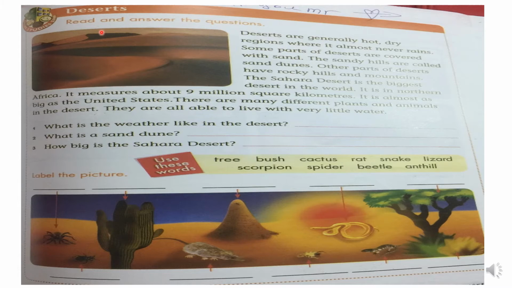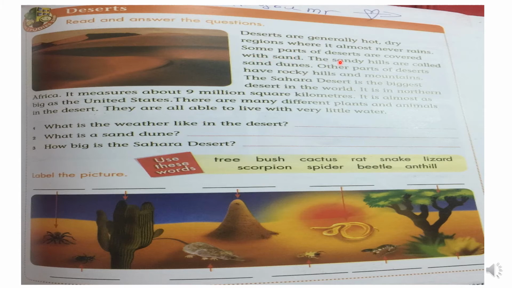Let's read about deserts. Read and answer the questions. Let's read to find out the difficult words, then we will answer the questions. Deserts are generally hot, dry regions where it almost never rains. So what's the weather like in deserts? Yes, hot, dry, and it almost never rains.